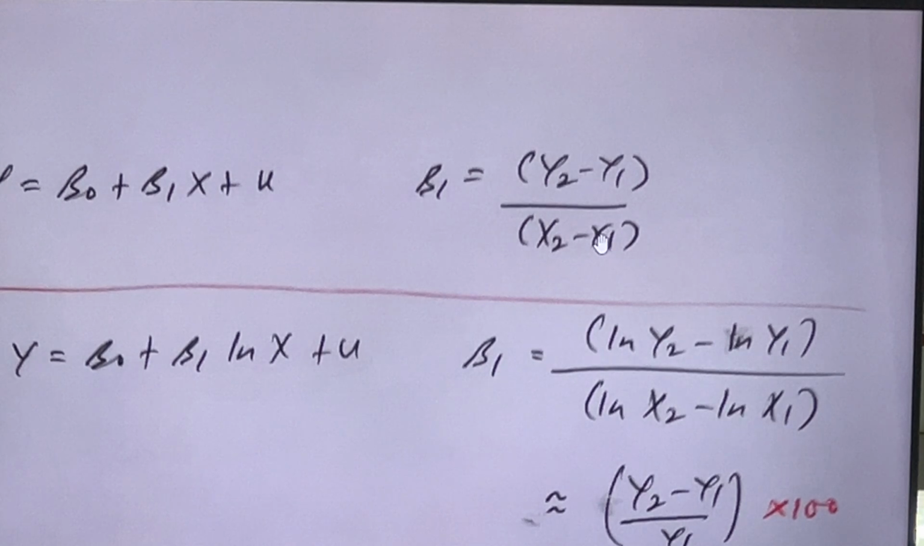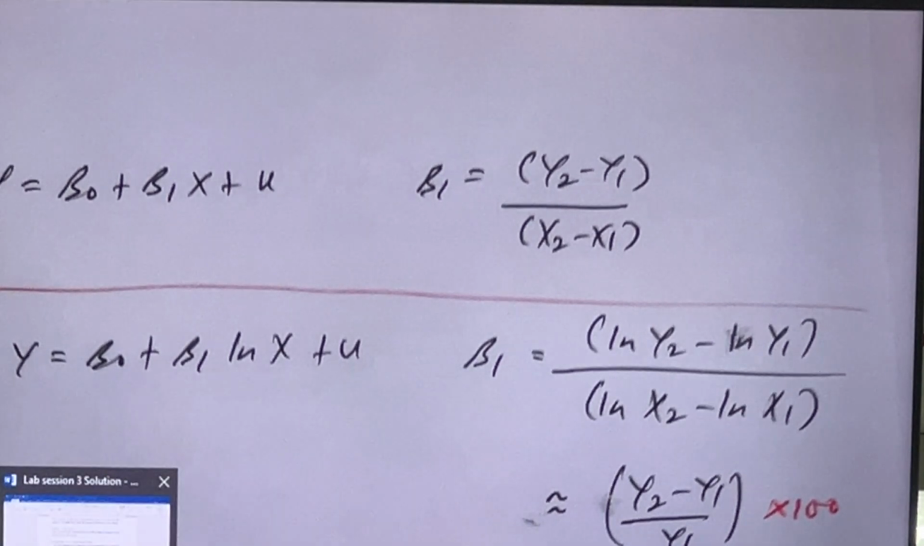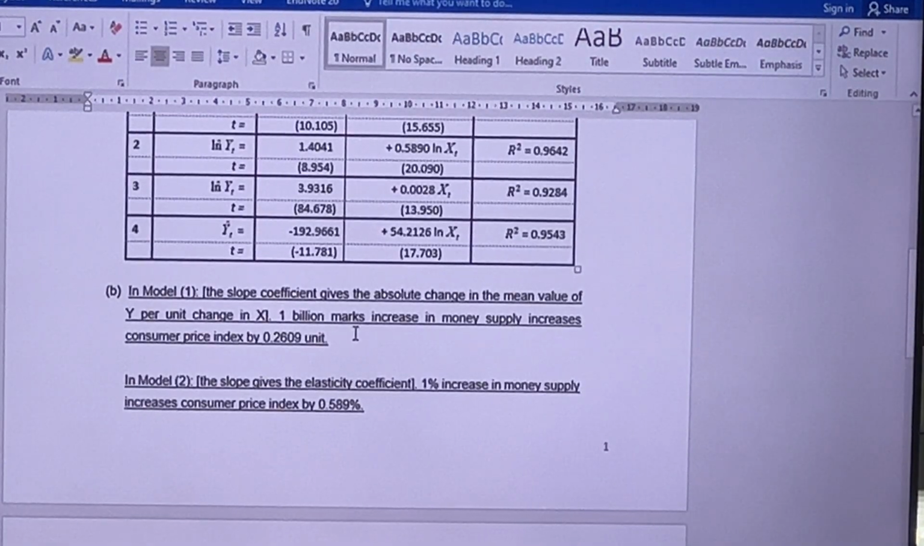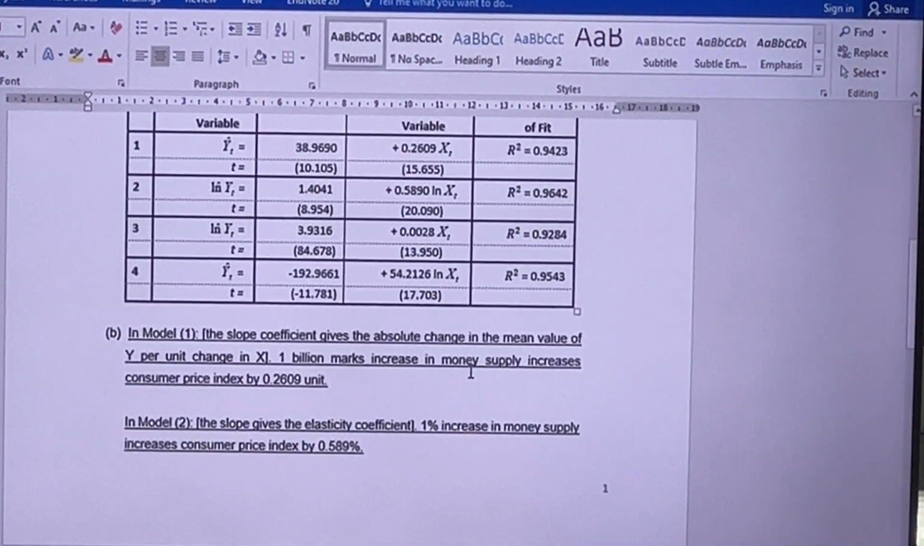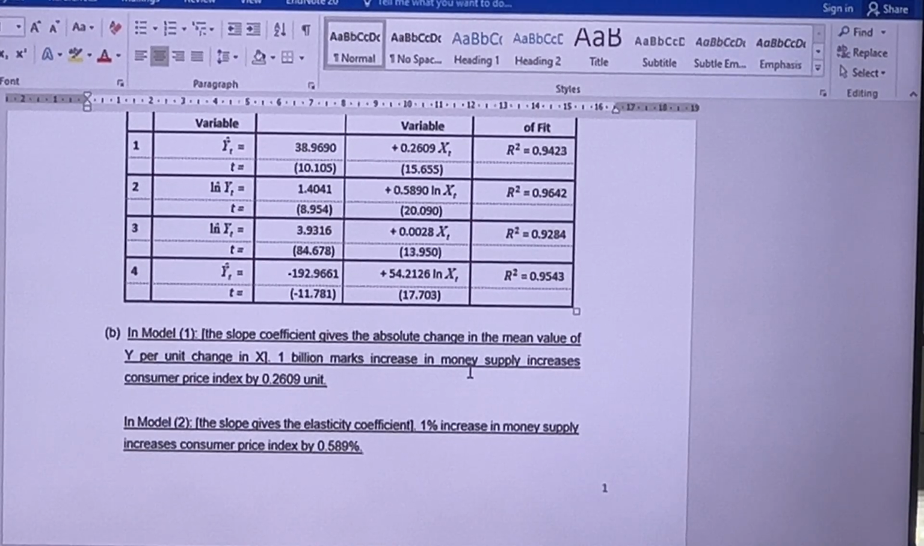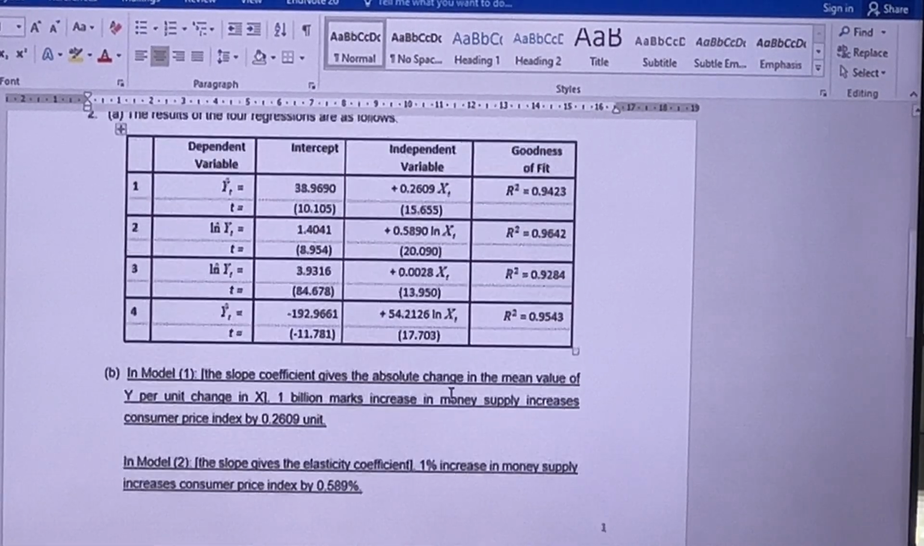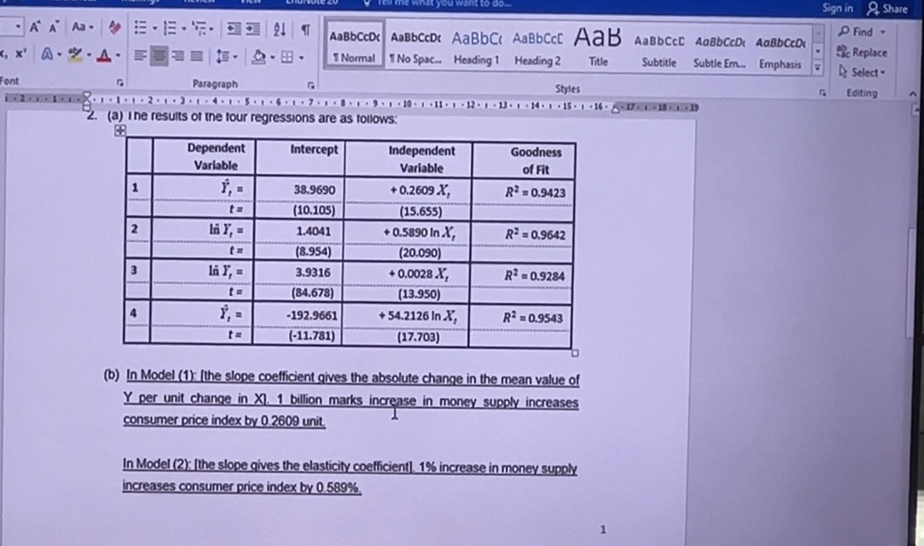You say that when x increase 1 unit, and then y decrease or increase depends on the sign, positive negative, increase or decrease by how much. You interpret as usual. So for the model 1, the slope coefficient will give the absolute change in the mean value of y per unit change in x. So we say that 1 billion marks increase in money supply increases consumer price index by 0.2609 unit. So you can just take this estimate and interpret as unit, not percent.